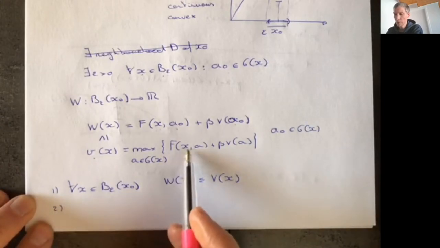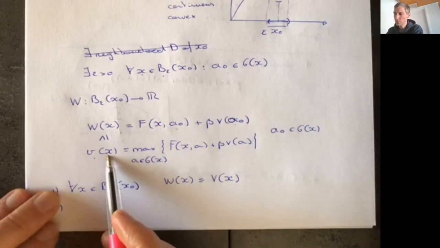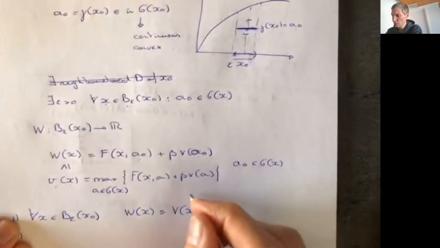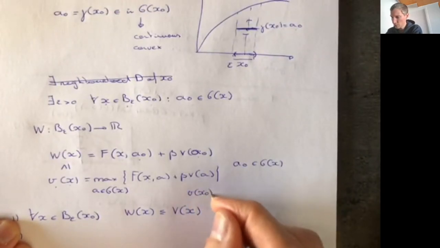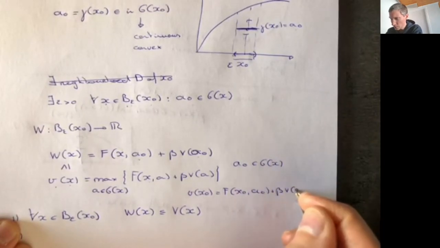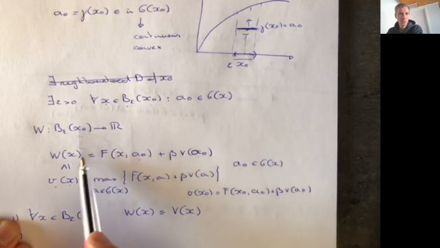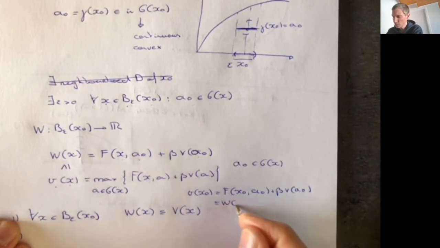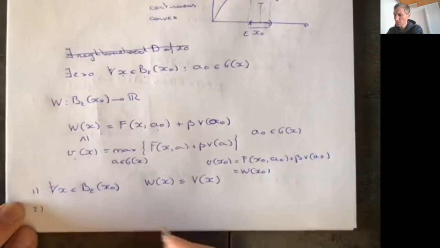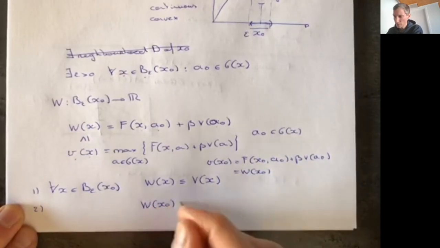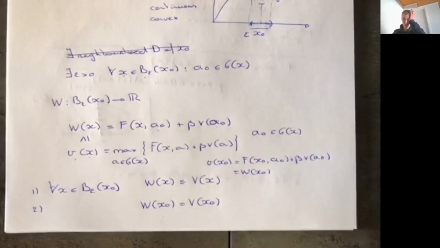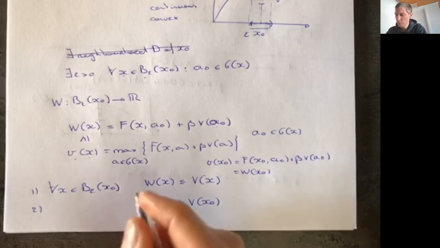And second, if I put x0 in this expression, because a0 is the best thing I can do, I know that v of x0 is equal to f of x0, a0 plus beta v of a0. And this is equal to w of x0, if I plug in x0 here. So I also know that w of x0 is equal to v of x0. So these are two conditions that need to be satisfied for the Benveniste-Scheinkman theorem. Okay, so I already have this.